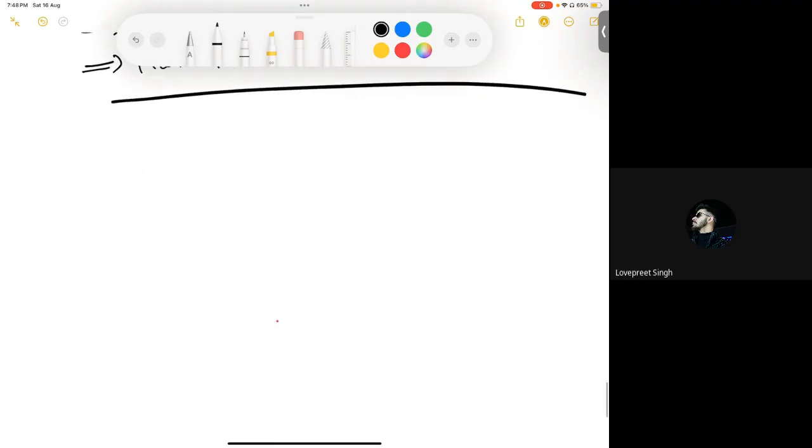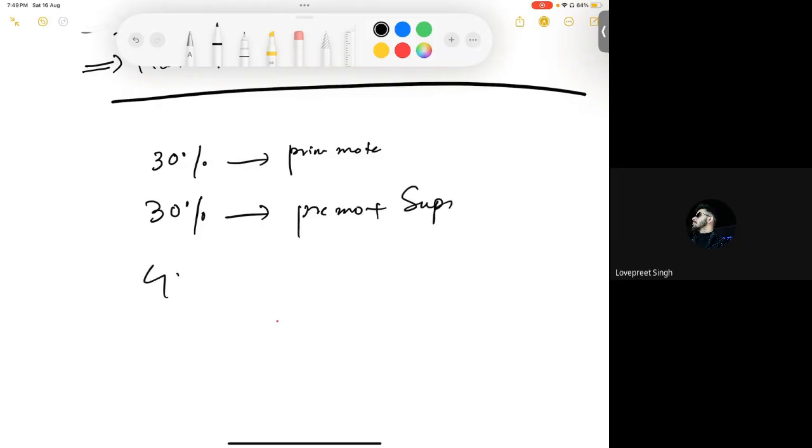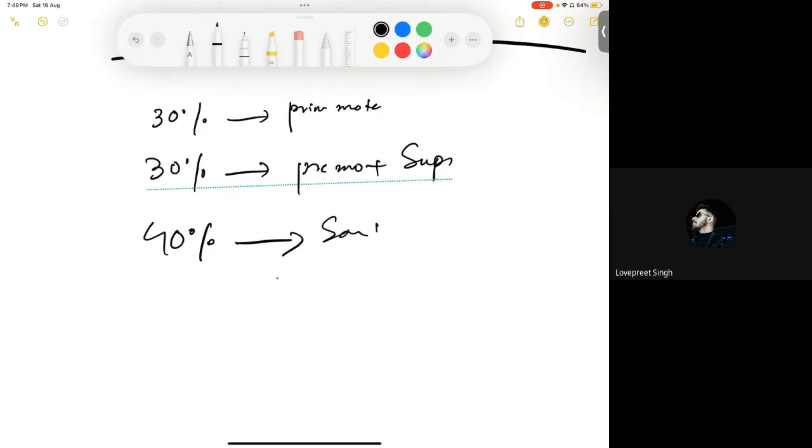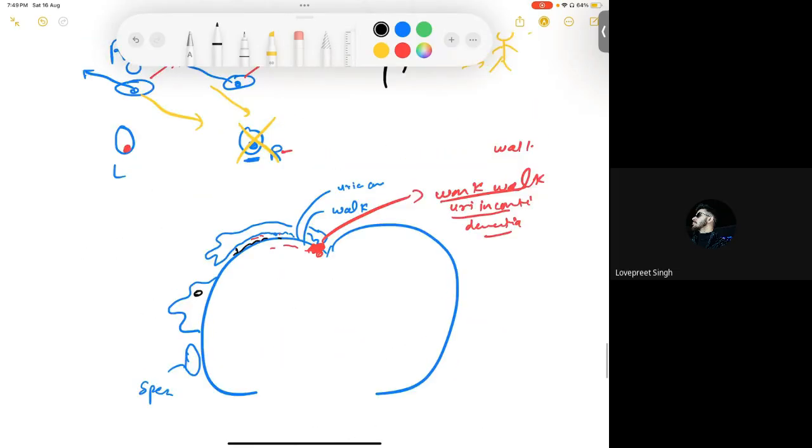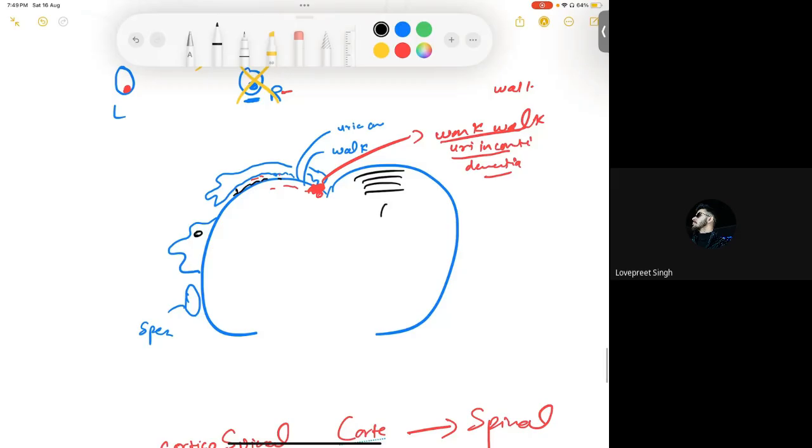So remember, 30% of the fibers are going to come from your primary motor cortex, 30% of the fibers are going to come from the premotor cortex plus supplementary motor cortex, and the remaining 40% are going to come from your somatosensory cortex. Really important, right? There are certain big cells present within the fifth layer of your brain, which has 6 layers. In the fifth layer, we have big cells known as cells of Betz, right?